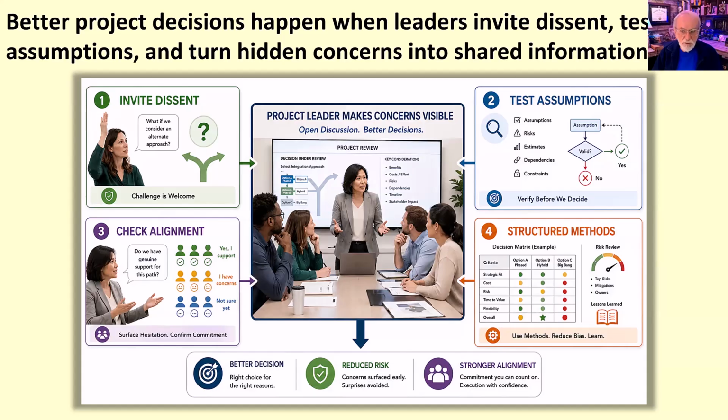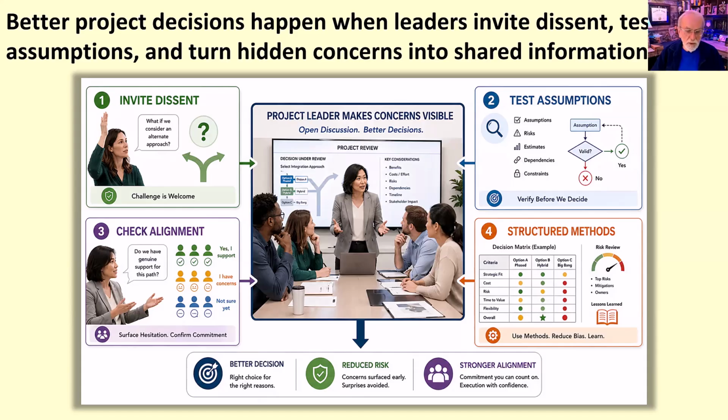Testing assumptions is also important. Many project decisions depend on assumptions about time, cost, resources, stakeholder support, technical feasibility, quality expectations, or vendor performance. If those assumptions are not made visible, the team may agree to a plan without fully understanding what the plan depends on. Checking alignment means going beyond surface agreement. A project manager should listen for hesitation, vague agreement, silence, or signs that people are complying without real commitment. Sometimes the follow-up question matters more than the first question. Structured methods can help. Risk reviews, decision matrices, retrospectives, lessons learned, stakeholder feedback loops, and product demonstrations give the team a safer and more disciplined way to examine concerns before they become performance problems.